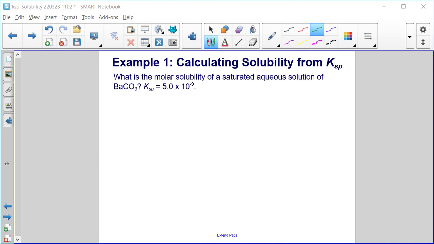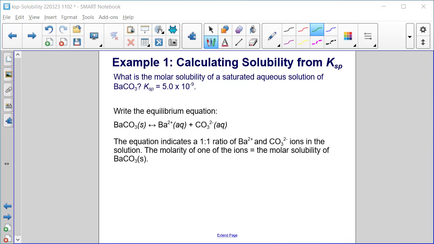Example 1, calculating solubility from Ksp. What is the molar solubility of a saturated aqueous solution of barium carbonate if Ksp is 5.0 times 10 to the minus 9? Let's start by writing the equilibrium equation. For every mole of barium carbonate solid, we have an equilibrium with 1 mole of barium ions and 1 mole of carbonate ions. The equation indicates a 1-to-1 ratio of barium ions and carbonate ions in the solution. The molarity of one of the ions then will be the molar solubility of the barium carbonate solid.